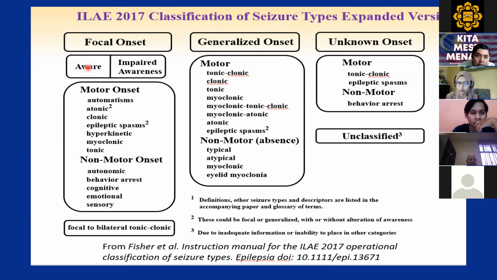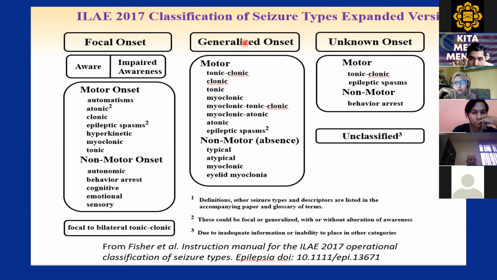After that, we classify whether the patient is aware or has impaired awareness. So if it's aware, it is focal onset, aware. The clinical manifestation, automatism. Okay, something like that. For focal to bilateral tonic-clonic, it was previously called secondary generalized seizures. It means that the seizures begin in one part of the brain, but can spread to both sides of the brain later. Okay. So for generalized onset, we can divide it into motor or non-motor.